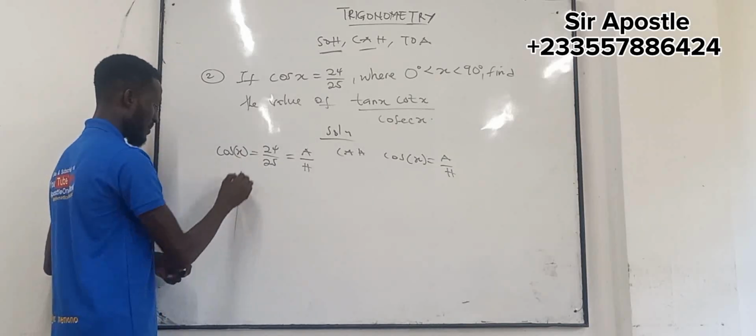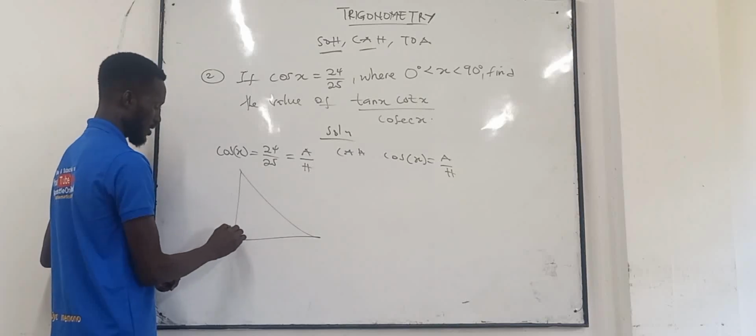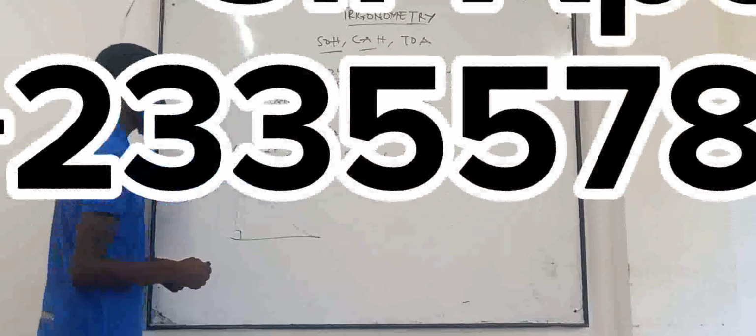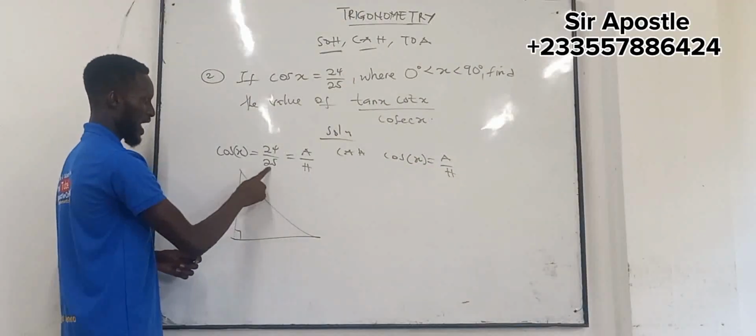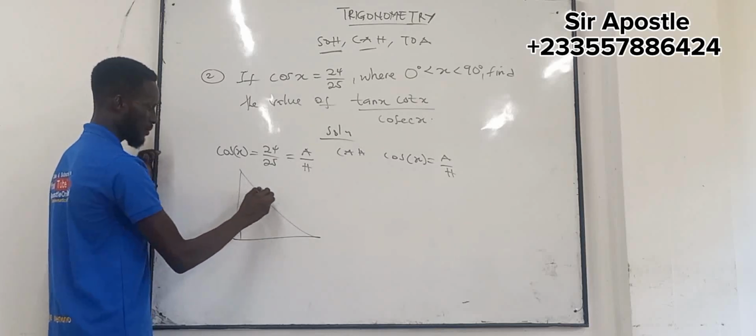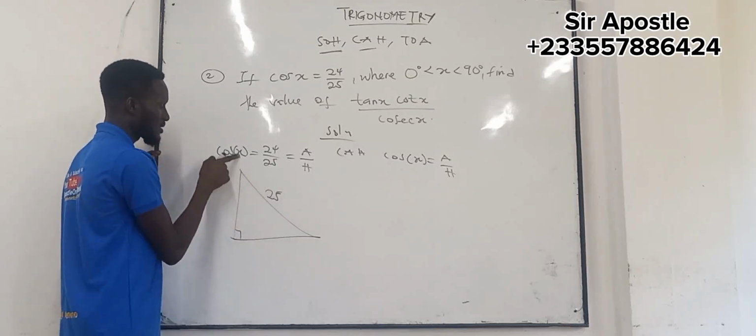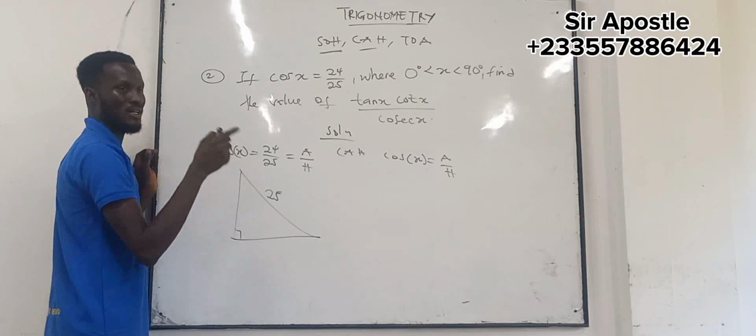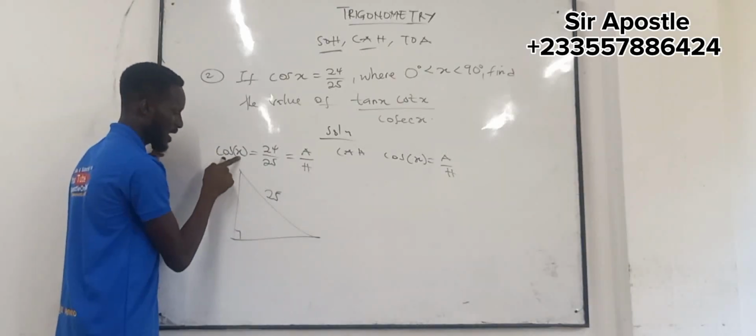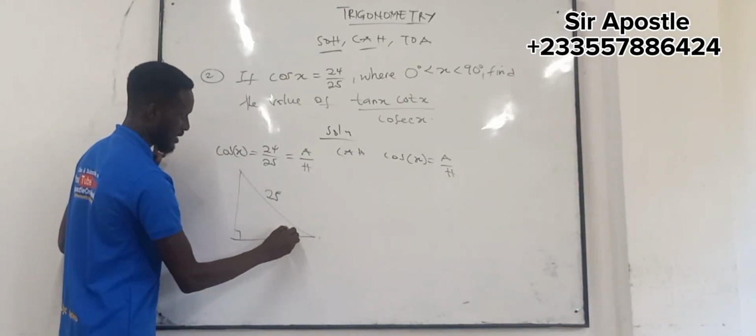So let me consider my right angle triangle like this. Right angle triangle, you can draw it anyhow. Now what is the hypotenuse? The hypotenuse is 25. This is my hypotenuse, 25. Let me consider angle x. The angle can be placed anyhow. This is the angle x. Let me say the angle here is x.